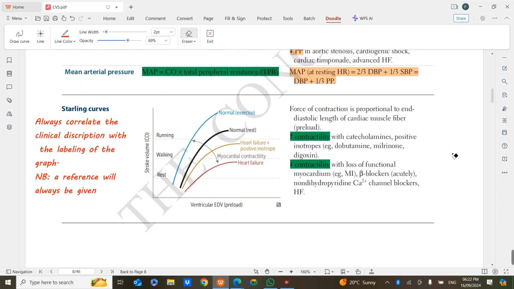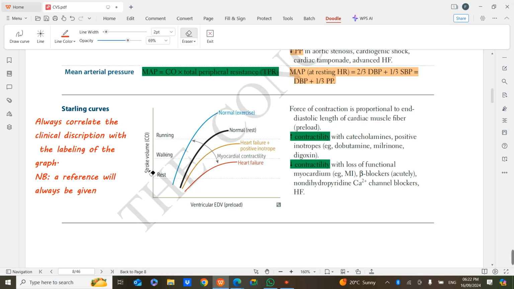Then you come down to the Starling curves. It's just a curve. There is nothing about it. It's a qualitative reasoning. Let me show you. In the exam, they will draw the curve for you. The curve will be given like this, and they will label this one as normal or at rest. They will now give you the curve of the patient.